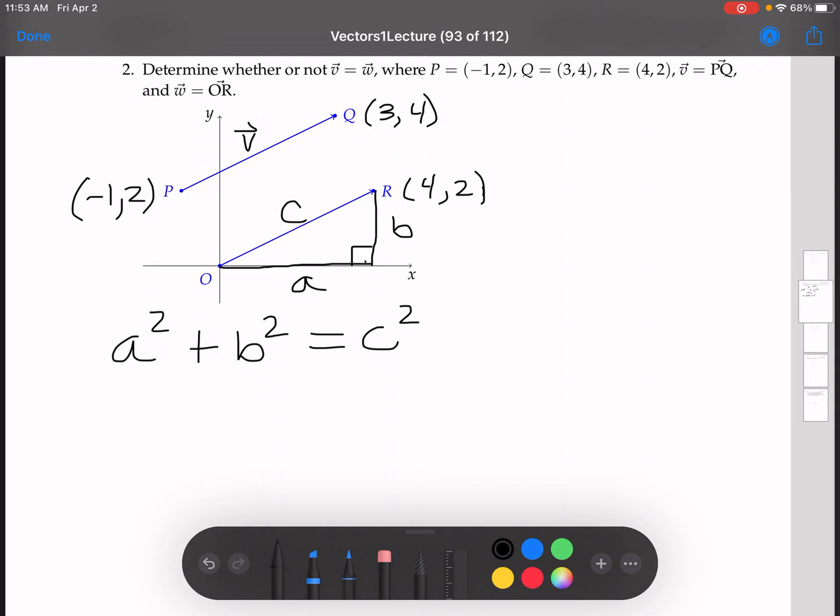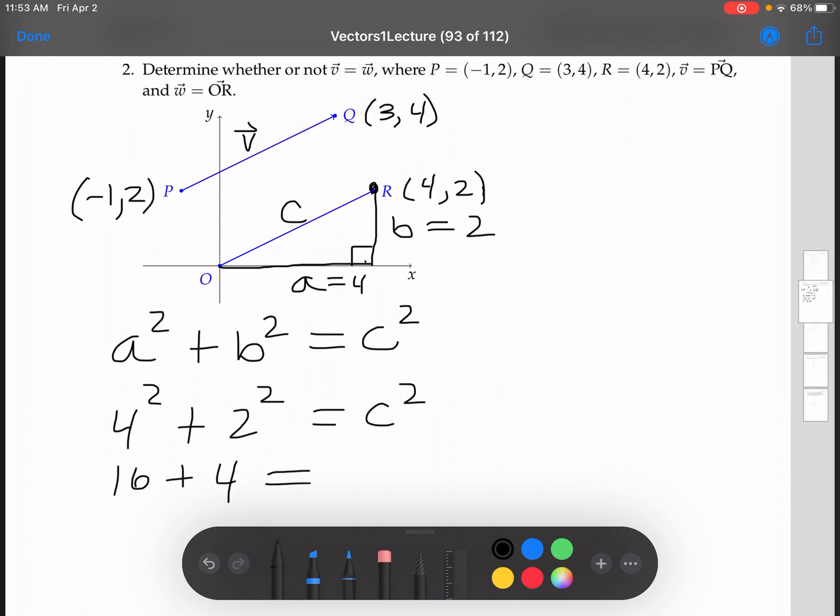Well, this is the point 4, 2, right? So a equals 4 and b equals 2. So we have 4 squared plus 2 squared equals c squared. Let's see, that's 16 plus 4. So 20 equals c squared. And so c is the square root of 20. Now remember, that's the length of that there.